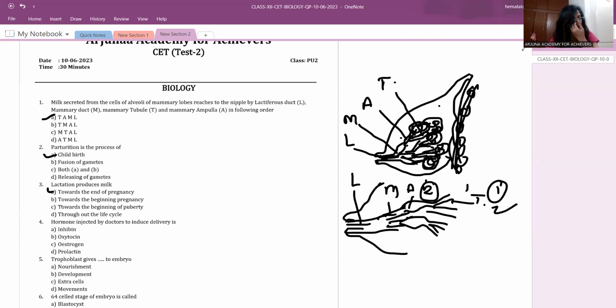Okay. Next is the hormone injected by doctors to induce delivery. Already you know that delivery is childbirth.